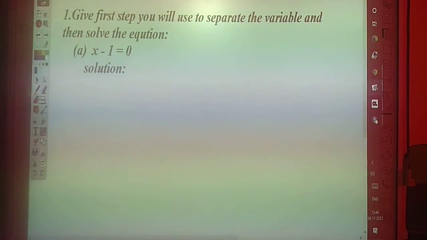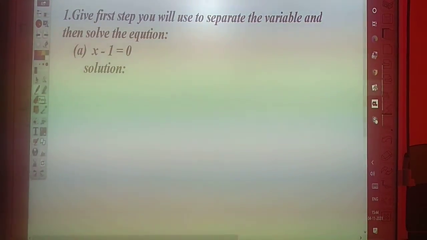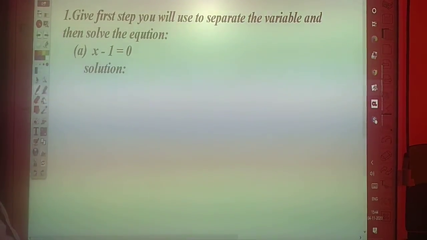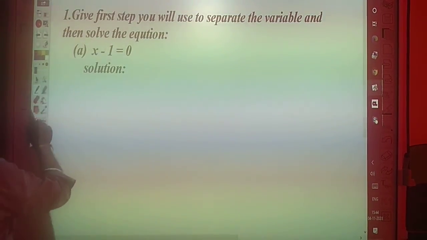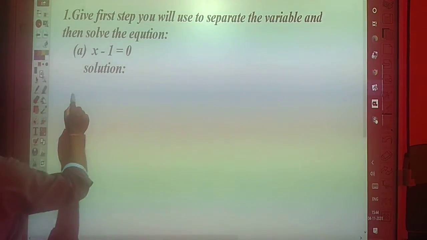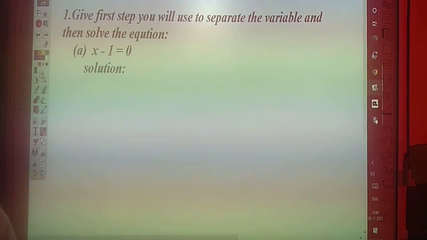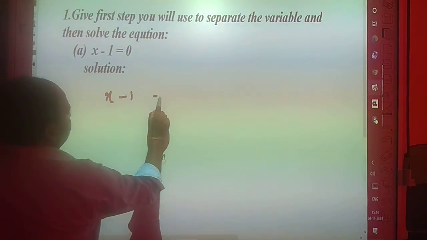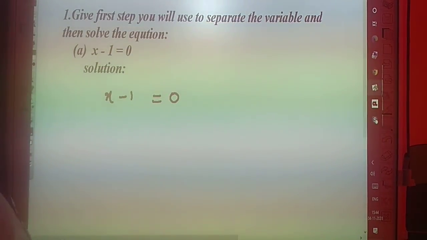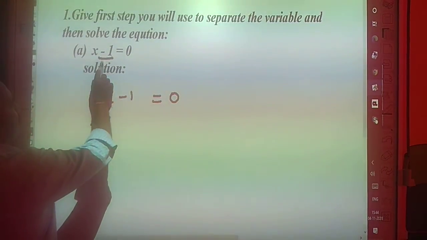First, give the first step you will use to separate the variable and then solve the equations. Here our question part is x minus 1 is equal to 0. The given equation is x minus 1 is equal to 0. Here left hand side is x minus 1.